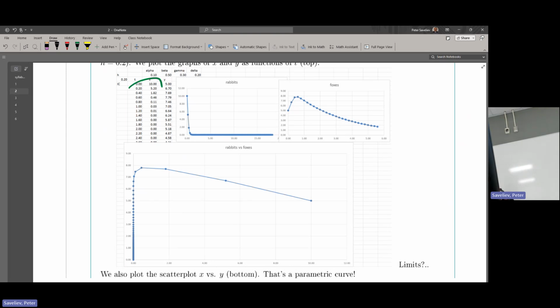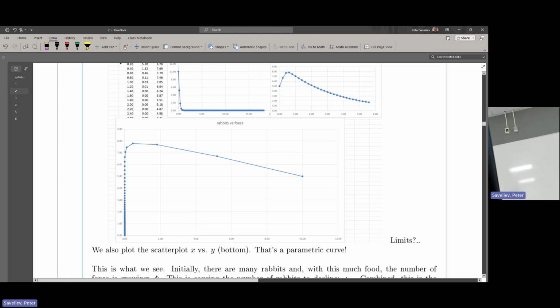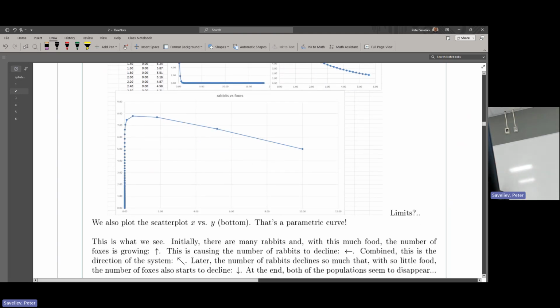And then it appears that it does go towards zero, but we cannot be sure. Unlike actual rabbits and foxes, where you cannot have less than one rabbit, here it is more hypothetical, so you can have a very small number of rabbits, less than one. But the key observation here is that the answer is a parametric curve. That's why we study parametric curves for exactly this purpose, so that we can visualize that kind of dynamics in lower dimension, on a piece of paper.